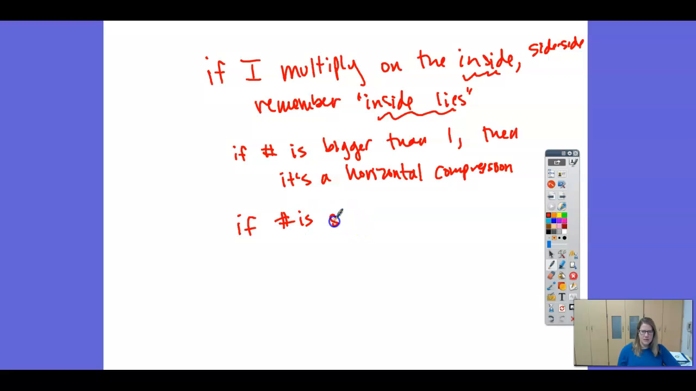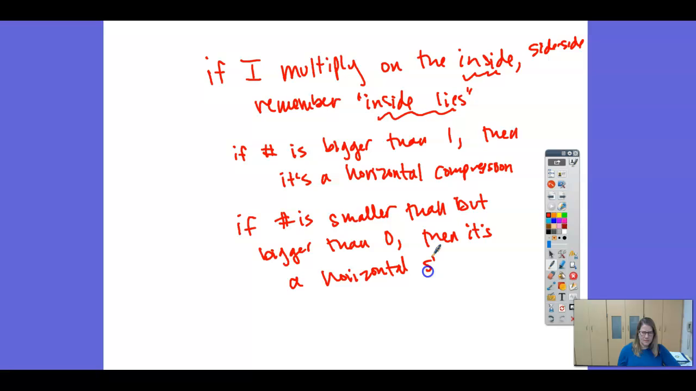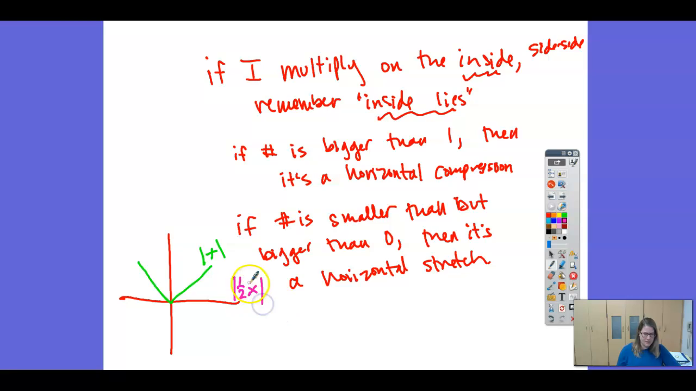And if the number is smaller than 1 but bigger than 0, so it's between 0 and 1, then it's a horizontal stretch. So if I have my function here, let's do absolute value. Here's the absolute value of x. If I multiply on the inside of that, so let's say I do 1/2 times x, that's going to be a horizontal stretch. Think of it as taking the sides and pulling them out. So it's going to get wider. It would look like this. But if it is a horizontal compression, it's going to push the sides in and make them skinnier. That's going to be something like 2 times x, like that.